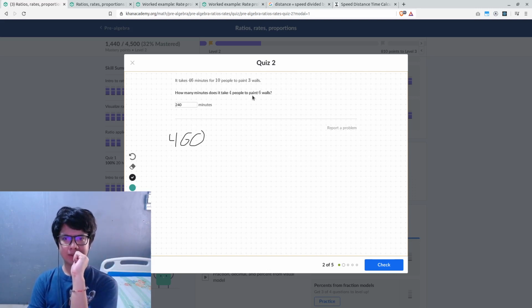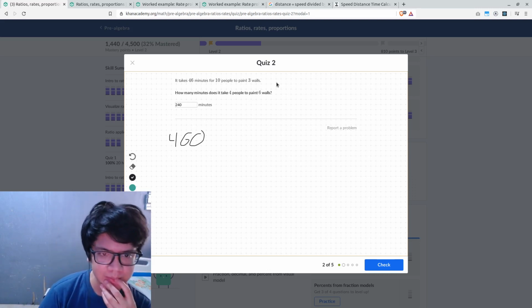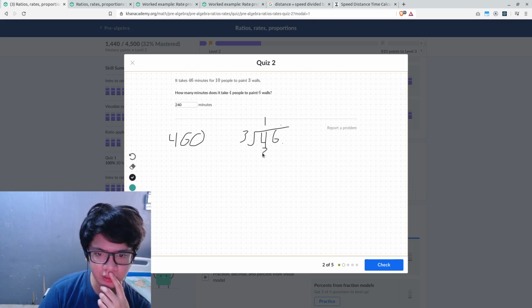It's not correct because... Oh, actually it could be. I don't know. Let's try the other way around. With 460 divided by 3. So that would be 1, 3, 1, 16, 5, 15, 1, 10. We get 3. Oh, it's actually 3, not 9. So we have like 15.3.